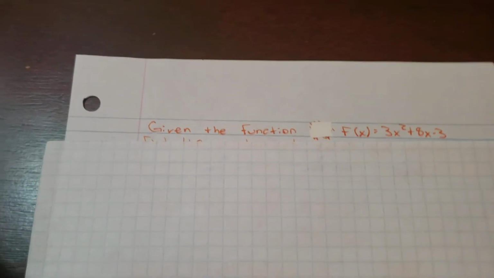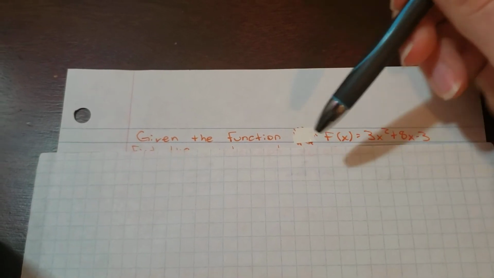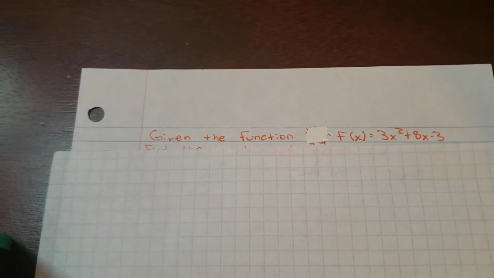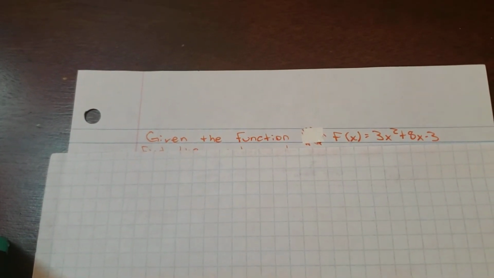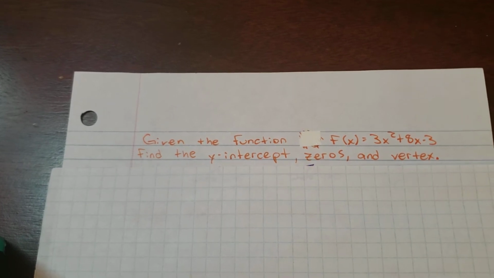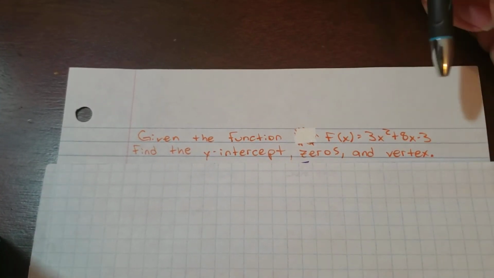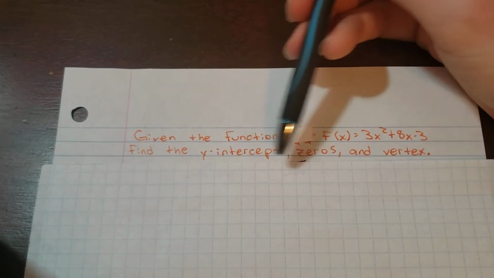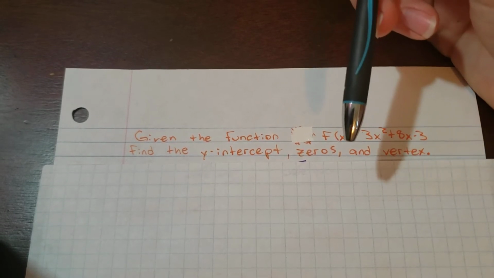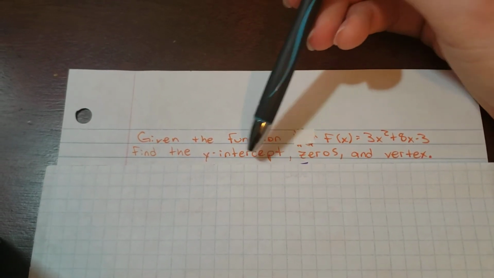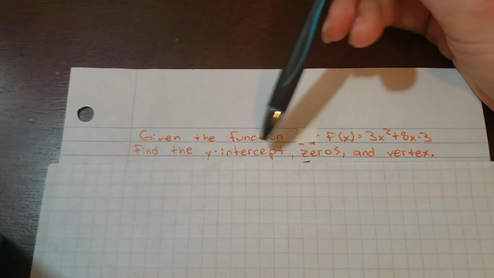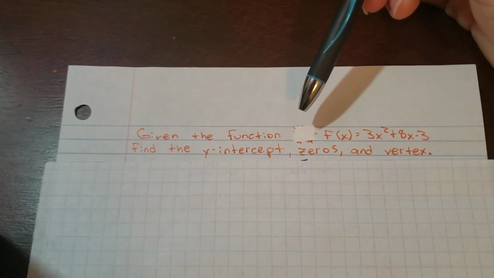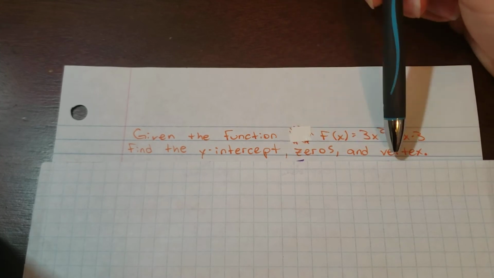Okay, so given this function, f of x equals 3x squared plus 8x minus 3. Find the y-intercept, zeros, and the vertex. So this is all the information we need in order to graph properly. Honestly, guys, with this information, you'll have at least 3 points. Our zeros are going to give us at least 1, but we'll have plenty of information in order to graph.